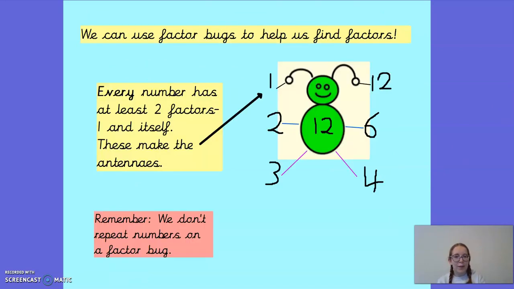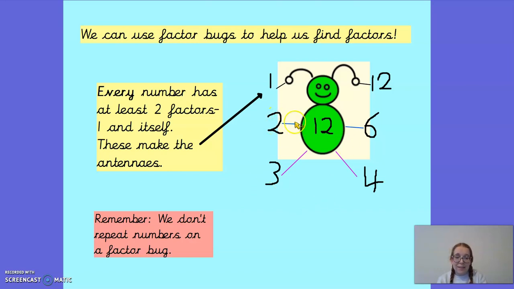Okay. We can also use our friends the factor bugs to help us out. Now remember, every single number has at least 2 factors, 1 and itself. So in this case, I've got the factor bug of 12. I've got 1 and 12, and those are going to make up our little antennae. And every single number is going to have these 1 and itself at the top of our factor bug.